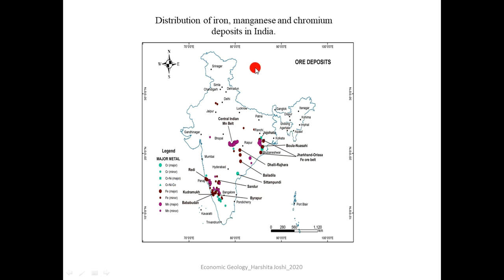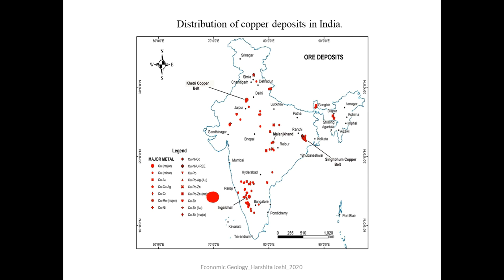If we see the deposition of various minerals all over India, we can see for metals like iron, manganese and chromium, we have their occurrences majorly in the peninsular region, in the cratonic region. If we see the distribution of copper, again here we can see that these deposits are not reserved only in the cratonic part, but they are also found in the Himalayan region.